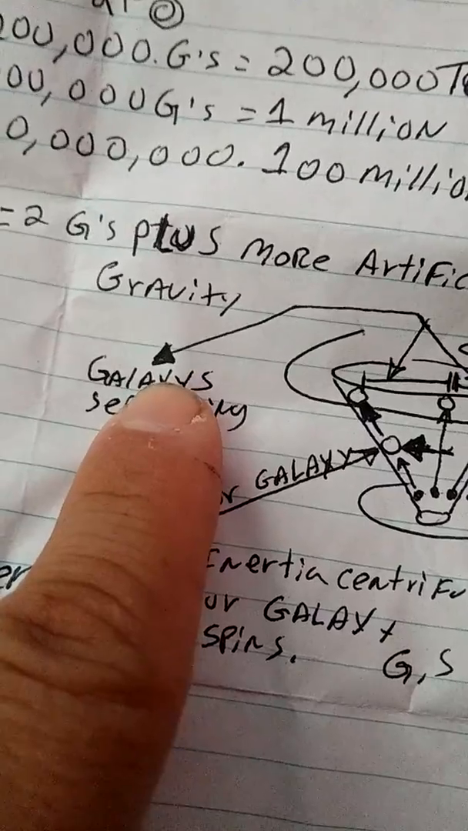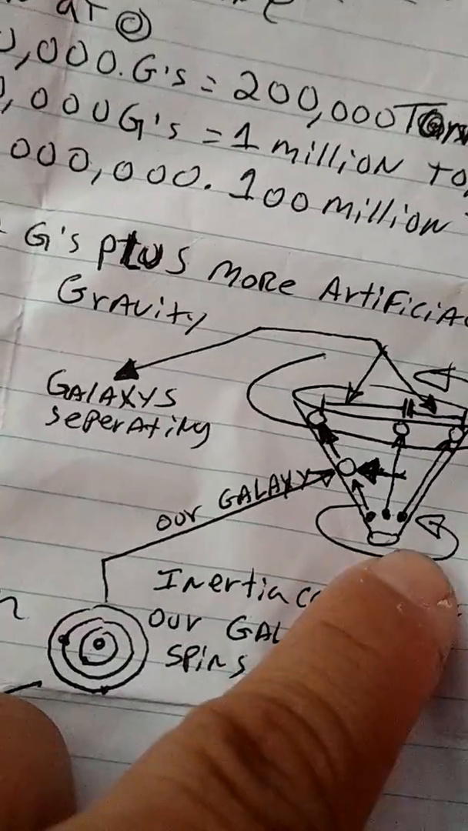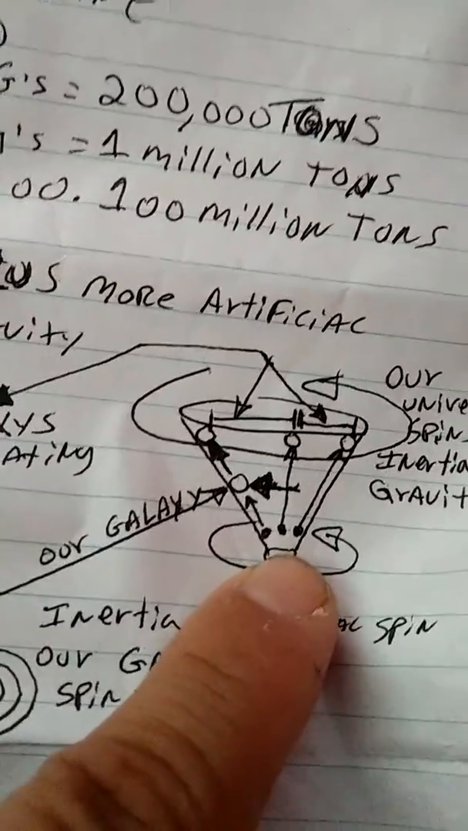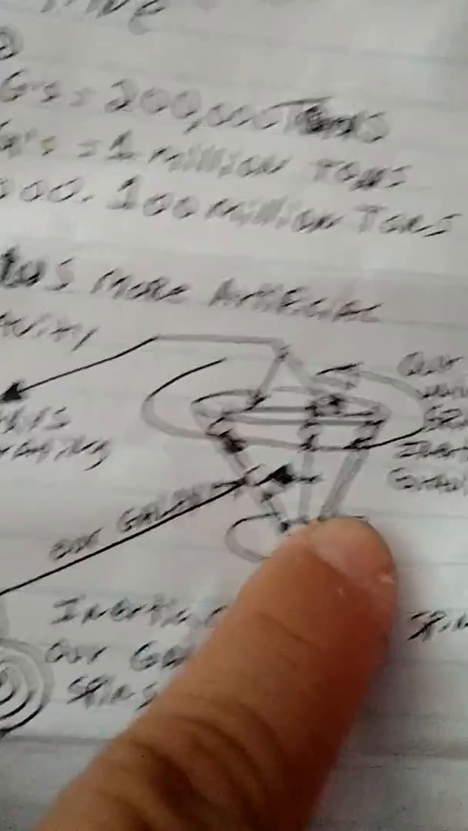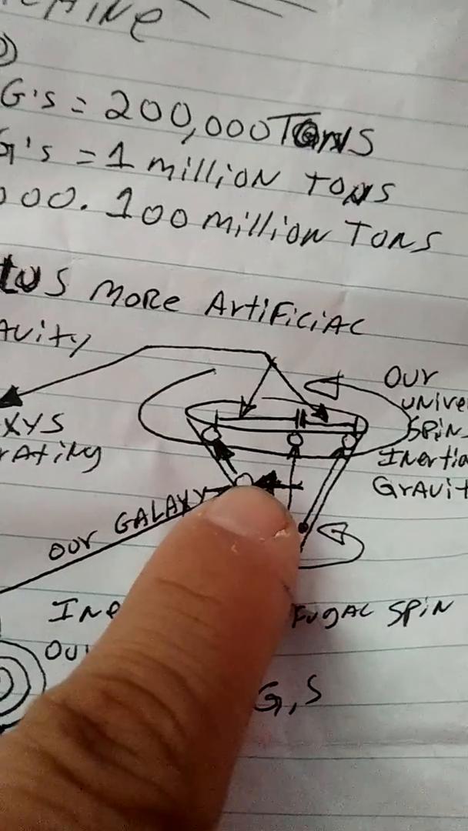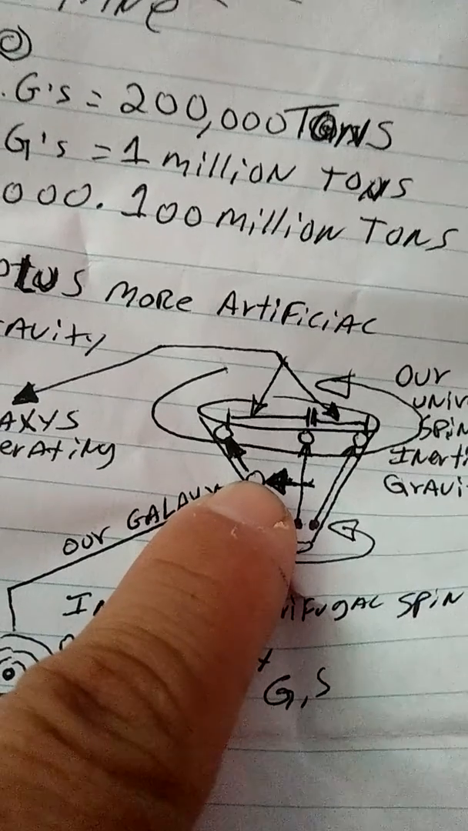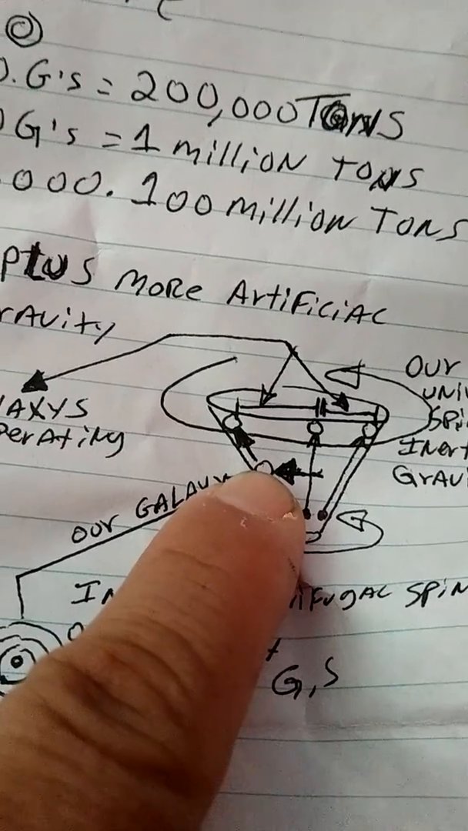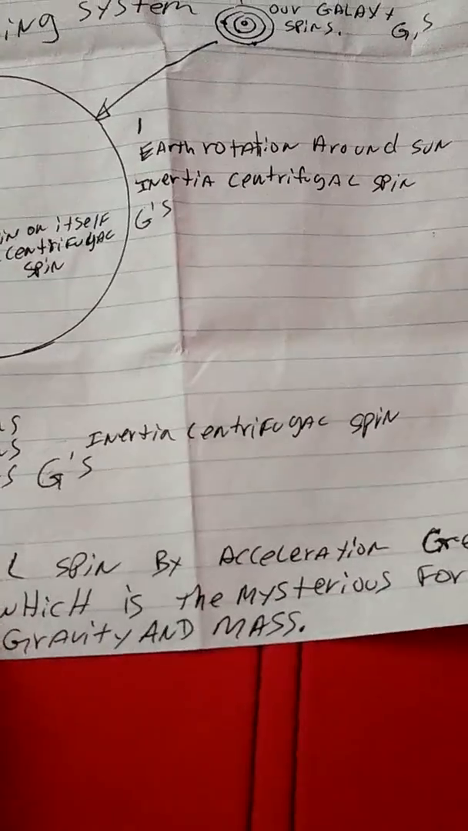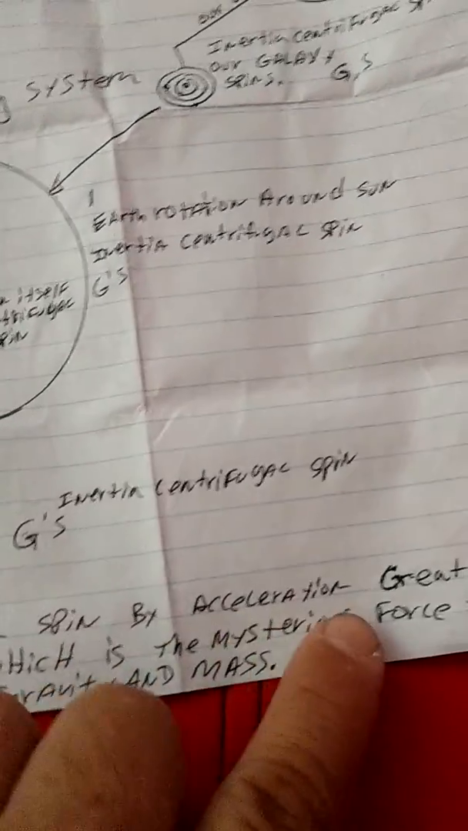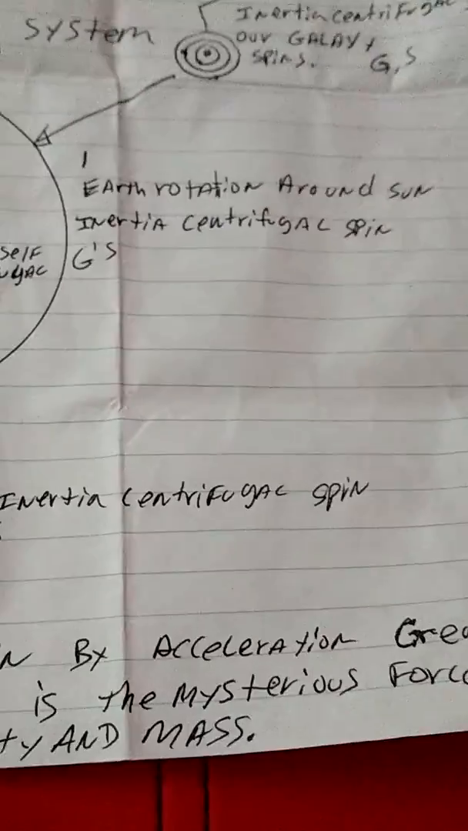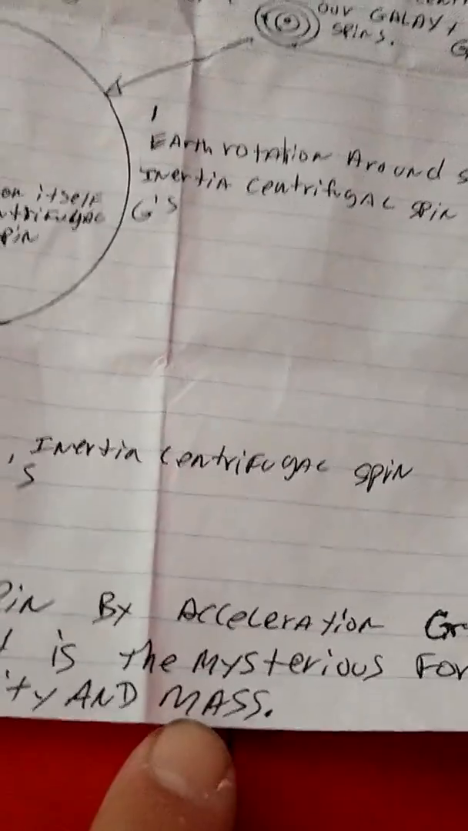It's inertia, gravity, because the cone-shaped universe or a balloon has an angle to it. So the galaxies are pushed to the bottom of the fabric of time and space, which is the side, which we call gravity. So basically, the concept here says centrifugal spin by acceleration creates inertia, which is the mysterious force that creates gravity and mass.